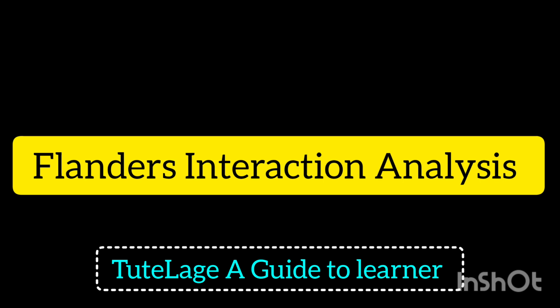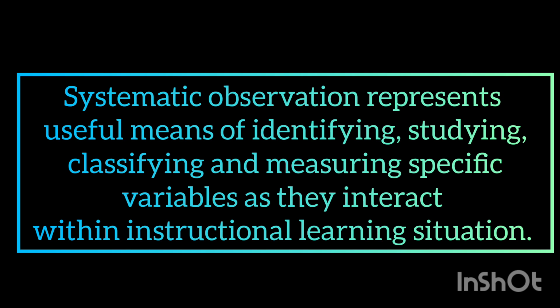So basically, systematic observation is a set of procedures. It represents a useful means of identifying, studying, classifying, and measuring specific variables as they interact within an instructional learning situation. So teachers can be trained to use them for analyzing classroom behavior, for planning, and studying his or her own teaching activities, and that is the basic idea about the Flanders interaction analysis.